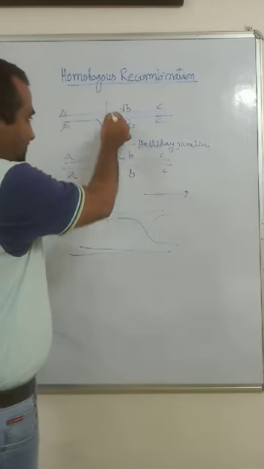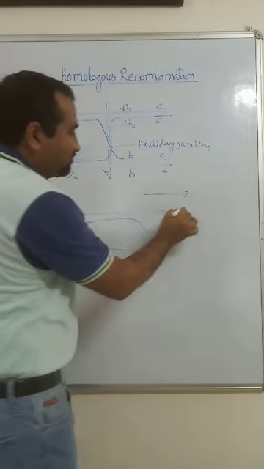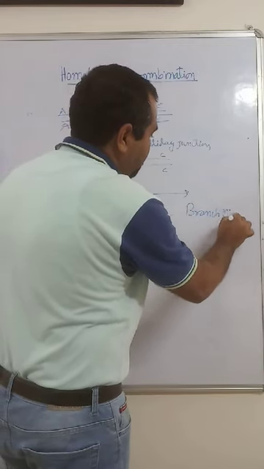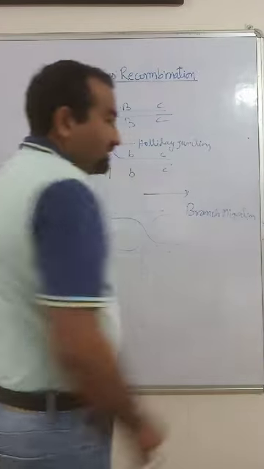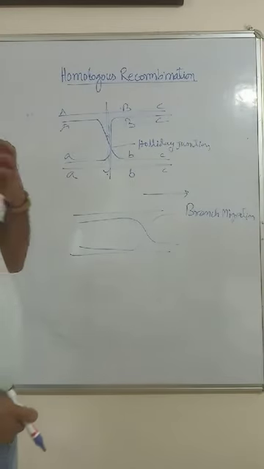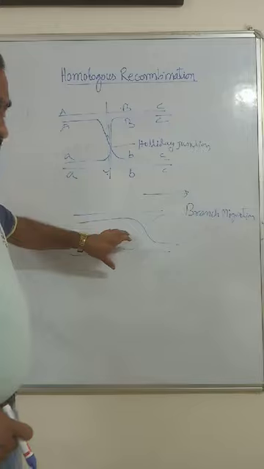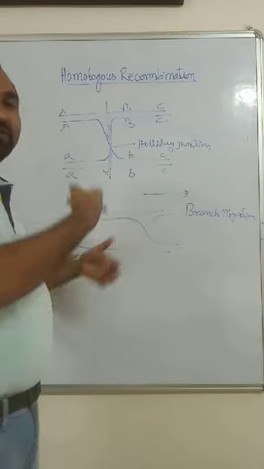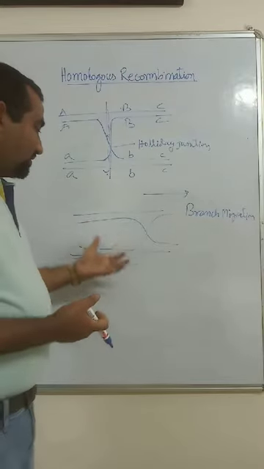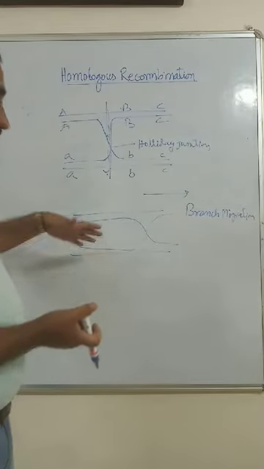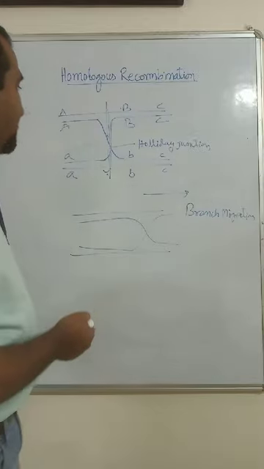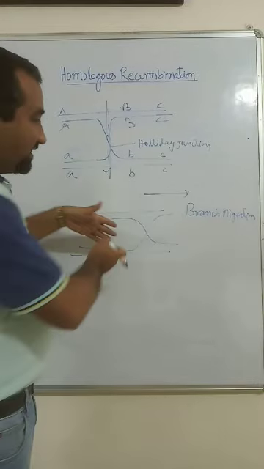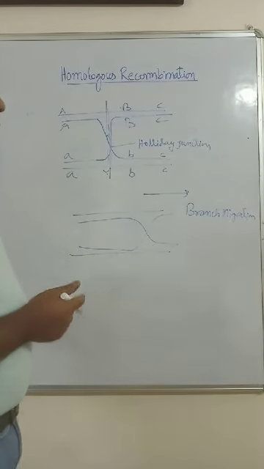So from here this portion to this portion, this condition is known as branch migration. That is, continuously the strand will open and a new strand will be synthesized, or hydrogen bonds will be formed between the complementary base pairs, and as a result of which this branch will be migrated in this way. This is known as branch migration.